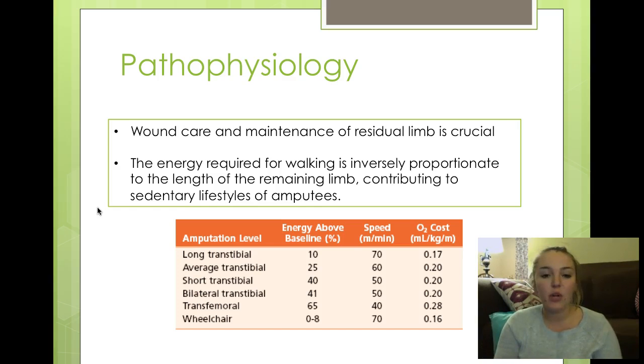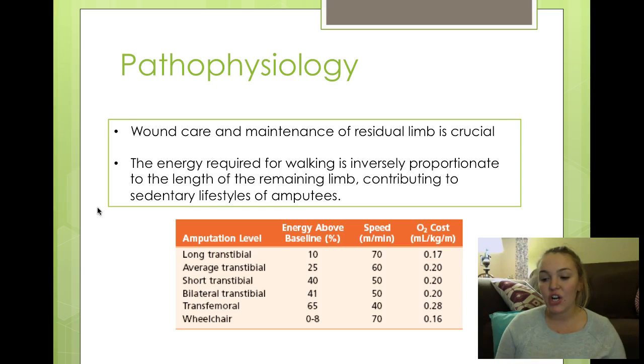Pathophysiology of lower limb amputations. Wound care is very important for the residual limb. If the wound isn't treated or cleaned properly, it can lead to infection, skin breakdown, or death if you don't take care of an infection that gets in there. Also, the energy required for walking is inversely proportionate to the length of the limb that's remaining. This can contribute to sedentary lifestyles of amputees.